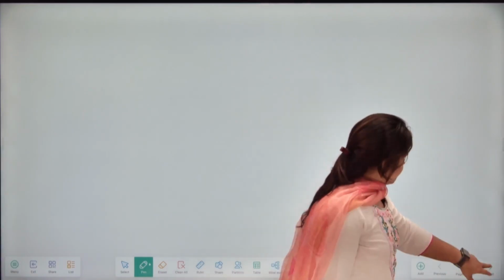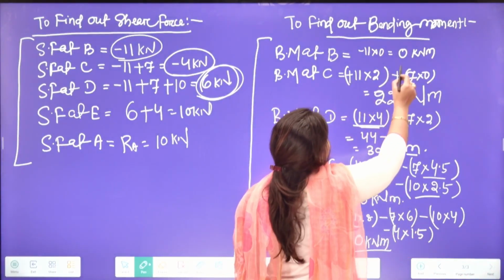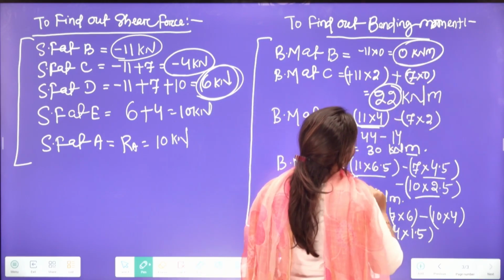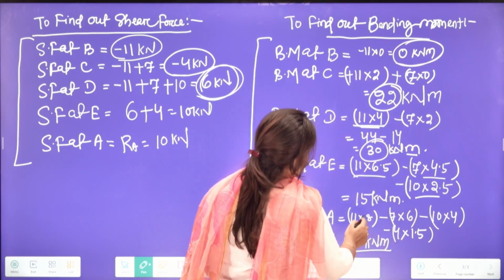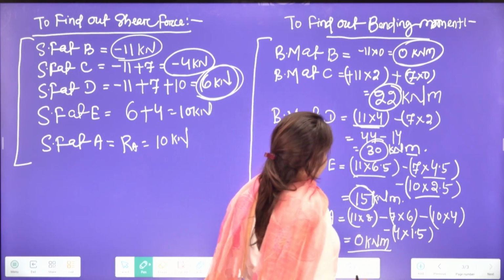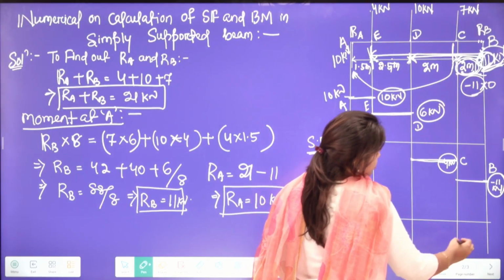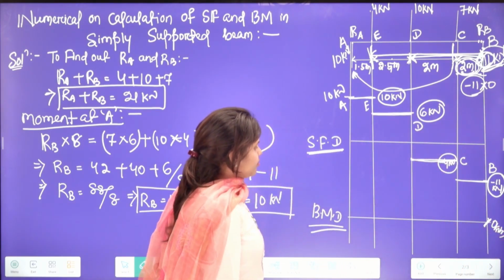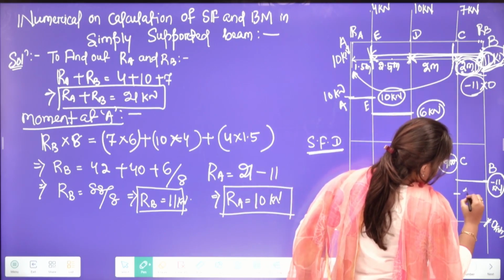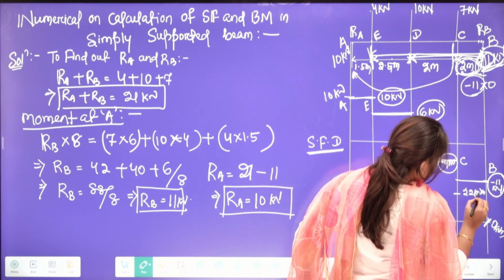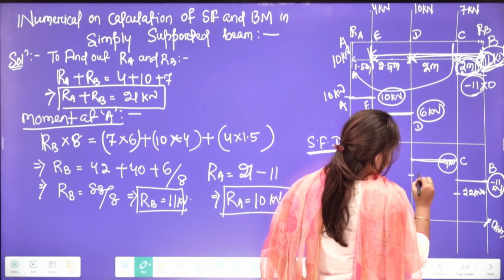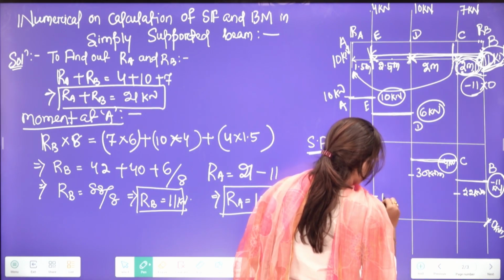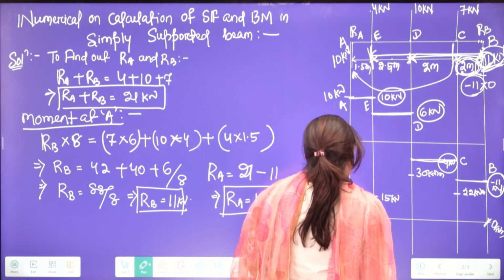Next, BMD. How to draw? At end supports, here at point B we are having 0, and at C, that is 22, 30, 15 and again 0. So, first here 0 kilonewton into meter, then here 22 kilonewton into meter, at point D we are having 30, this as 15, and at last here 0.